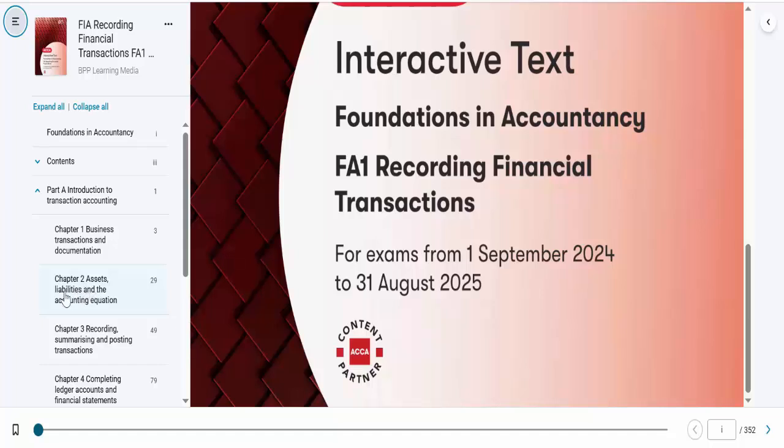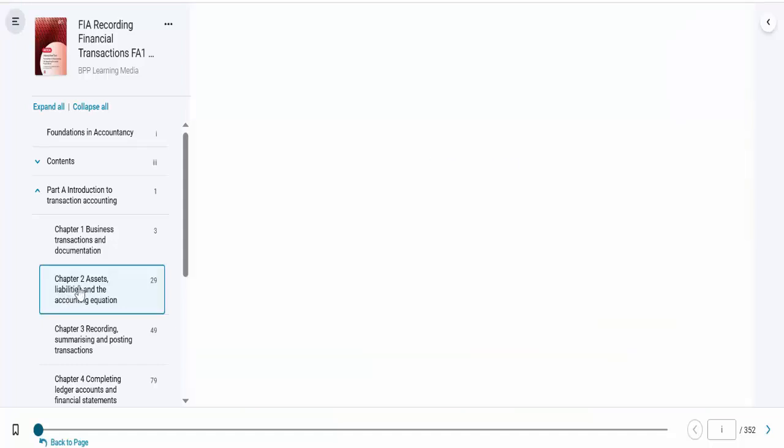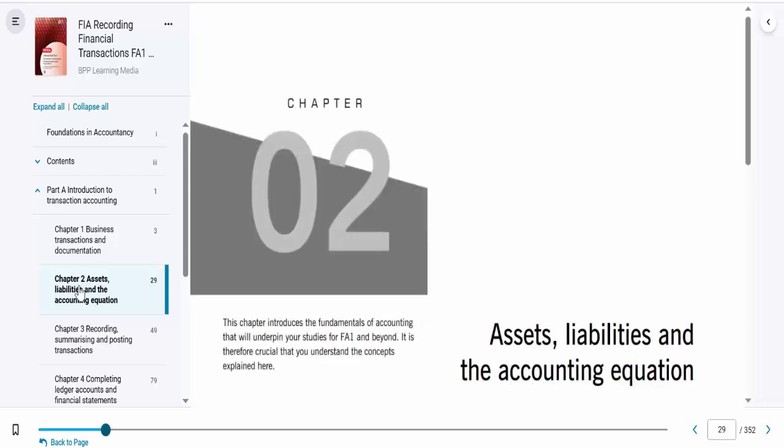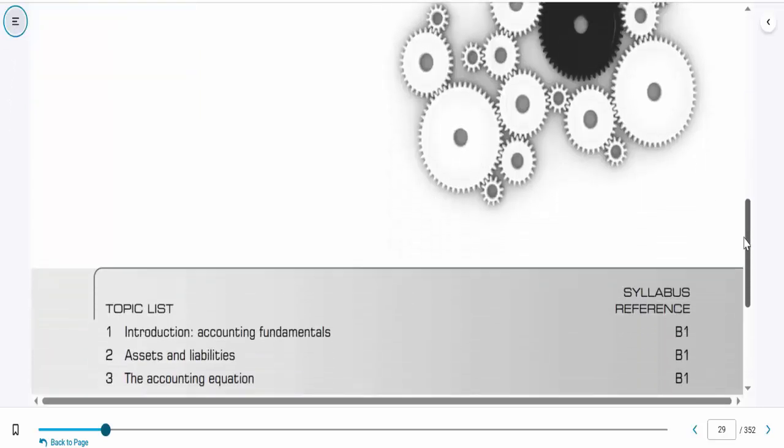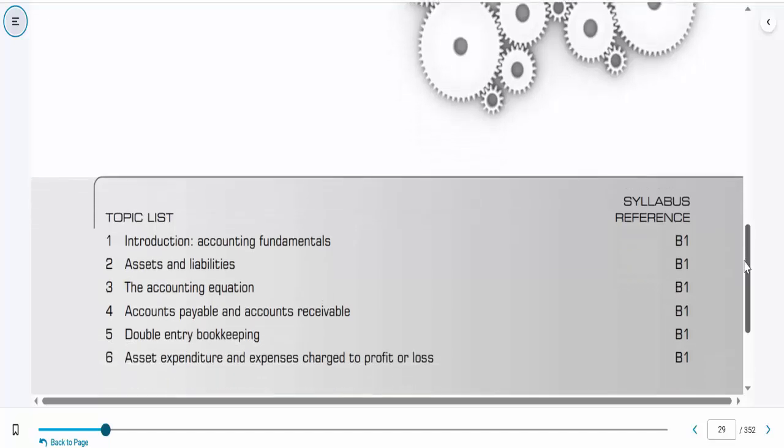Today, we're diving into Chapter 2, titled Assets, Liabilities, and the Accounting Equation. This chapter is an essential one because it covers the very basics that make up all of accounting, so it's definitely worth getting excited about. Let me give you a quick overview of what we'll learn in this chapter.